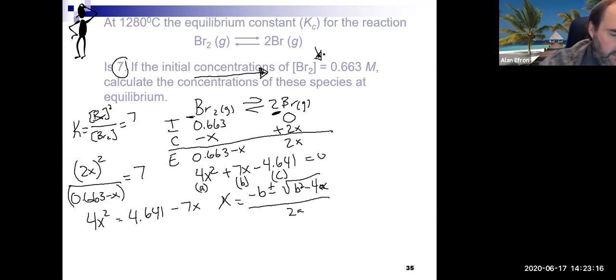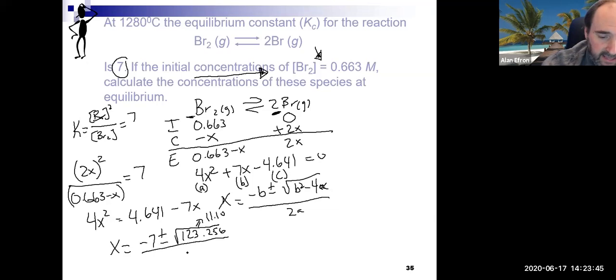Okay, so let's see how we're doing. So we put our numbers in. We got x is equal to minus b, which would be minus 7, plus or minus. Now, if you do everything in the square root part, looks like you get something like 123.256. And then if you take the square root of it, you get something like 11.10. And you're going to divide that by 2 times a, which is basically 8.